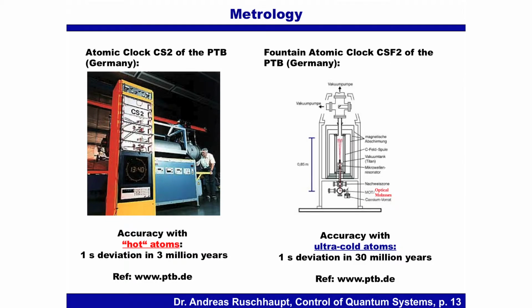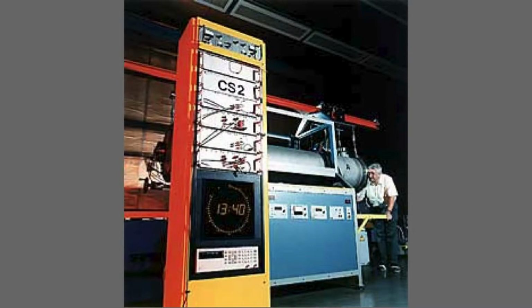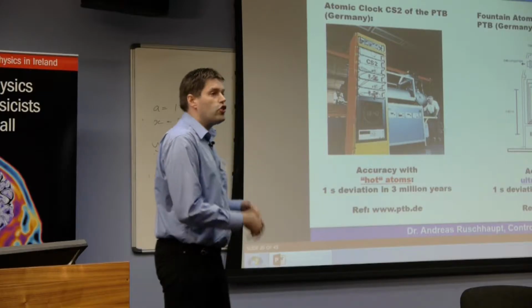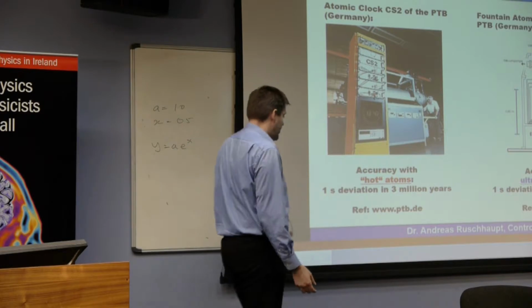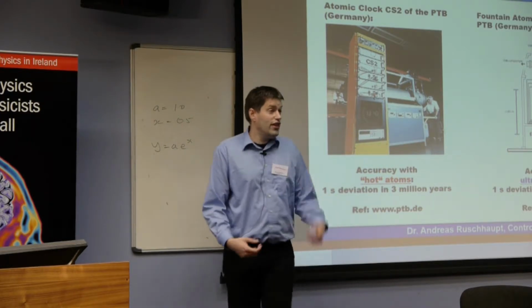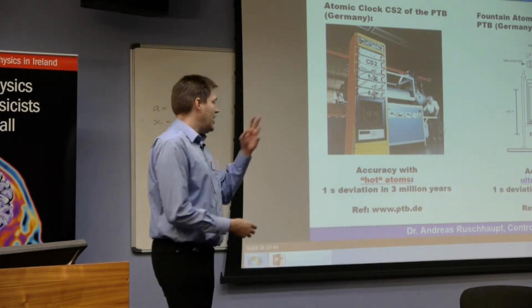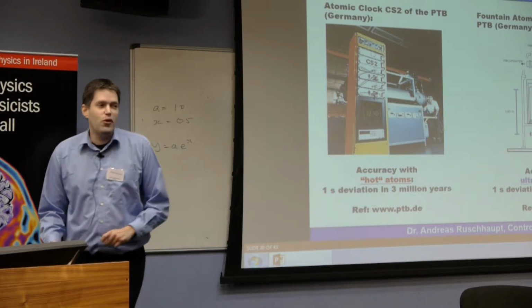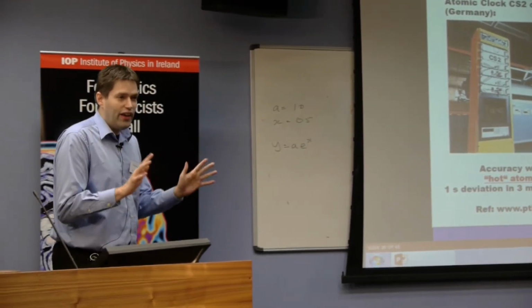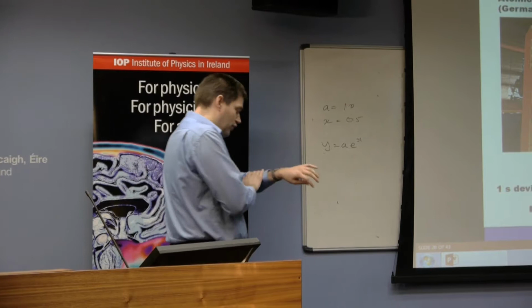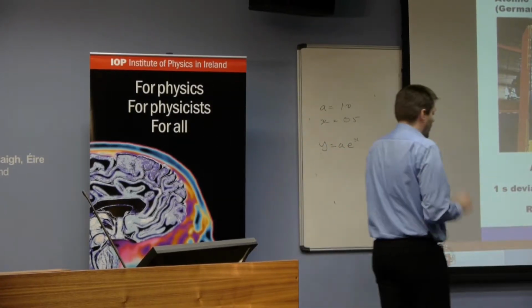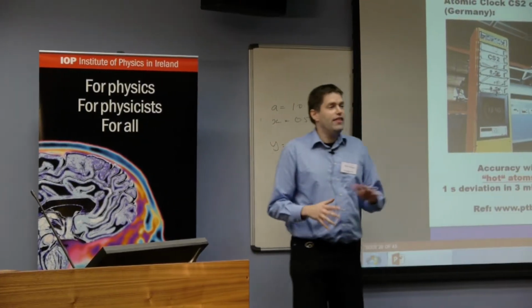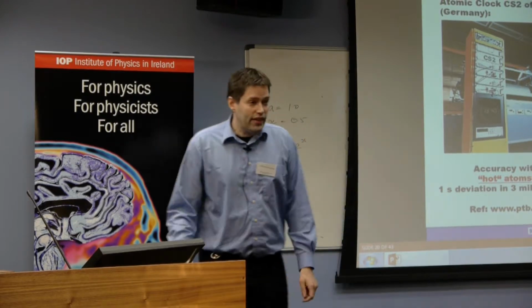Let's assume we have an atomic clock. This is a picture of one in Germany. And this one is working with hot atoms. And with hot atoms, you get only an accuracy of 1 second deviation in 3 million years. Well, okay, this is still very good. I agree. It's much better than all of our alarm clocks we have on our arms. But still, nevertheless, this is in some way the limit.